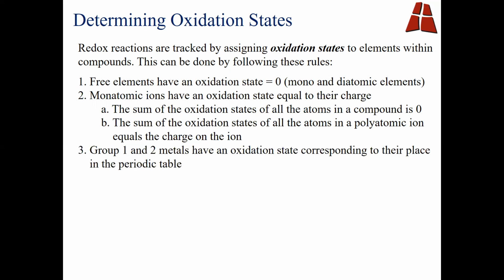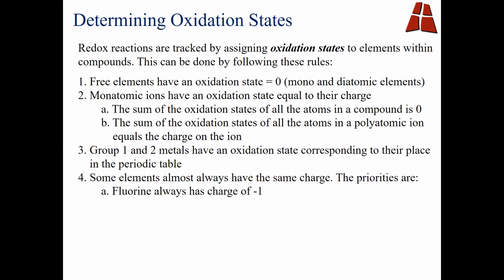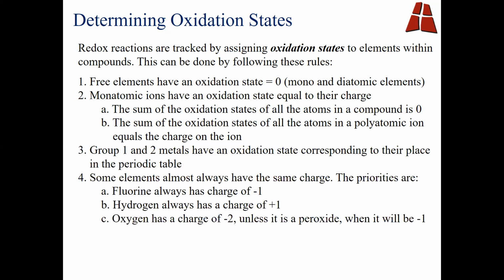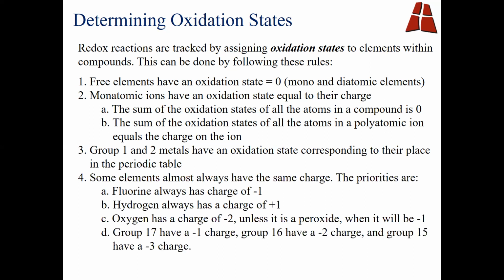Group 1 and group 2 metals, the 2 columns on the far left side of the periodic table, have oxidation numbers that correspond to their column. Something like lithium has a charge of +1 always, or almost always, and something like calcium or magnesium has a charge of 2+. Some elements always have the same charge, and the priority that we would assign these in is that fluorine is always going to have a charge of -1, hydrogen has a charge of +1, oxygen has a charge of 2-, unless it is a peroxide, in which case it will be -1.